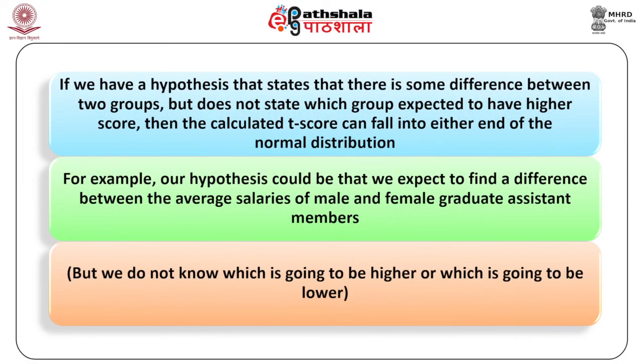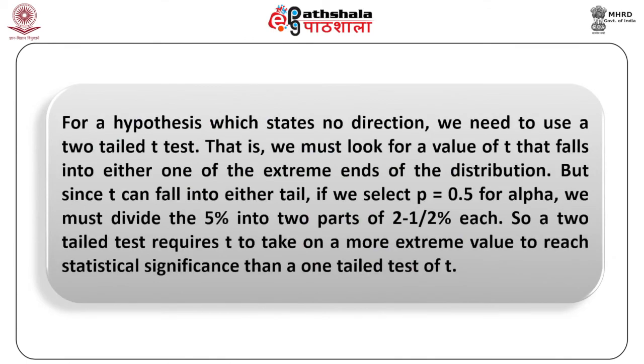If we have a hypothesis that states that there is some difference between two groups but does not state which group is expected to have a higher score, then the calculated t-score can fall into either end of the normal distribution. For example, our hypothesis could be that we expect to find a difference between the average salaries of male and female graduate assistants, but we do not know which is going to be higher or which is going to be lower. For a hypothesis which states no direction, we need to use a two-tailed t-test.